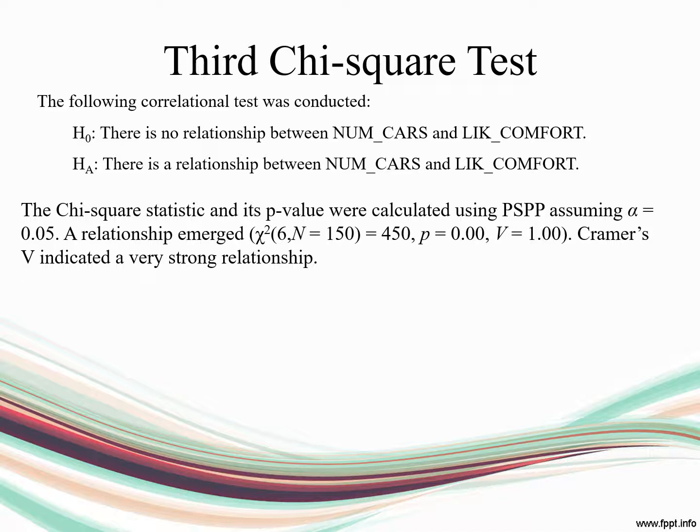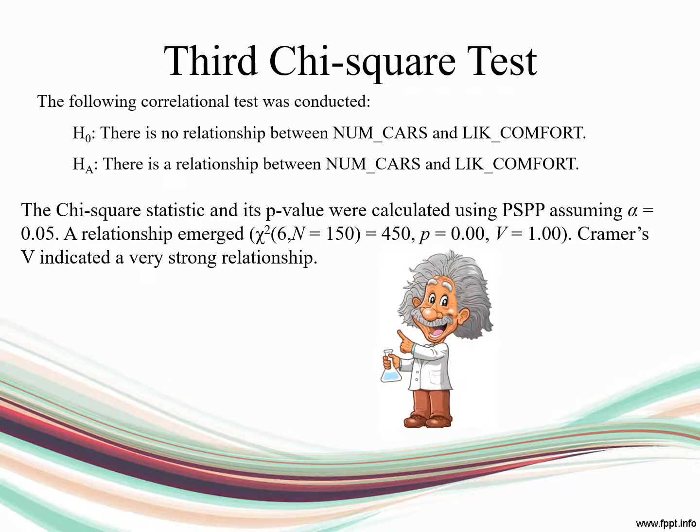Based off of this, a relationship did emerge, with the chi-square equaling 450, the p-value equaling 0, and Cramer's V equaling 1. Because of this, Cramer's V indicated a very strong relationship.